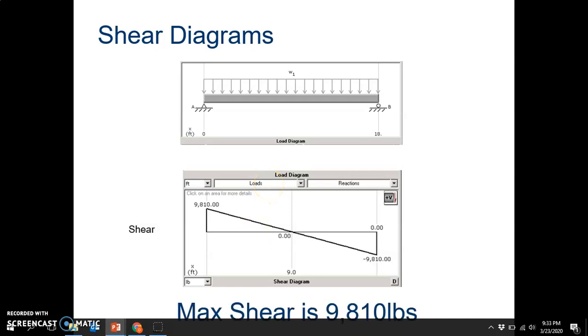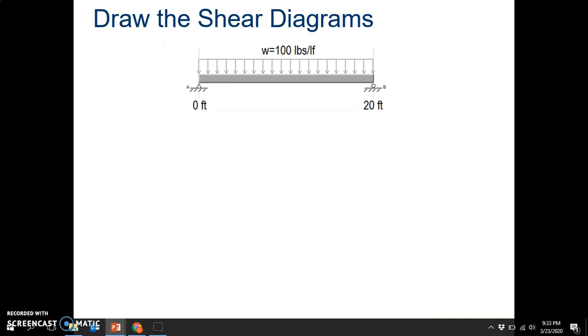Let's do another example. Let's do easier numbers.